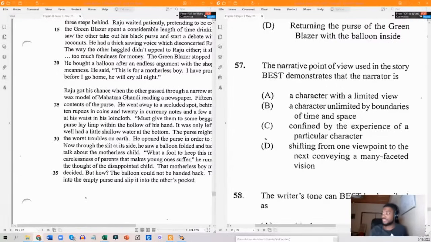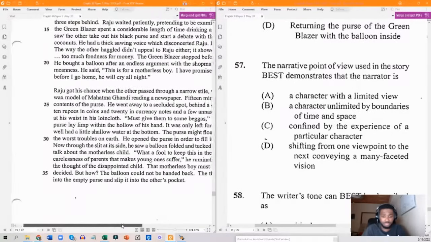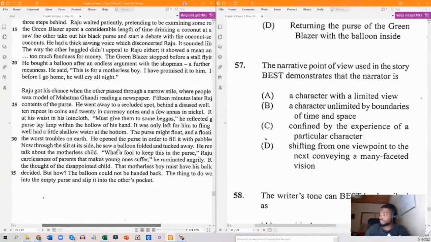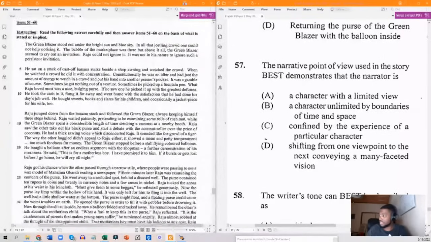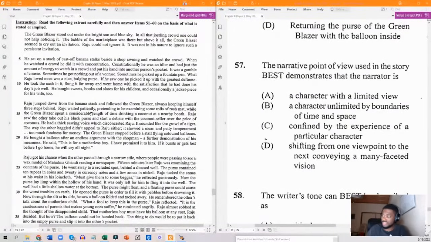The narrative point of view. You see that we are using a... what is the narrative point of view here? It's not first person, it's third person. But what is it? It is third person limited. And because of the third person limited, we can only really see what's going on in the mind of Raju. We cannot see the thoughts of anybody else, confined by the experience of a particular character.